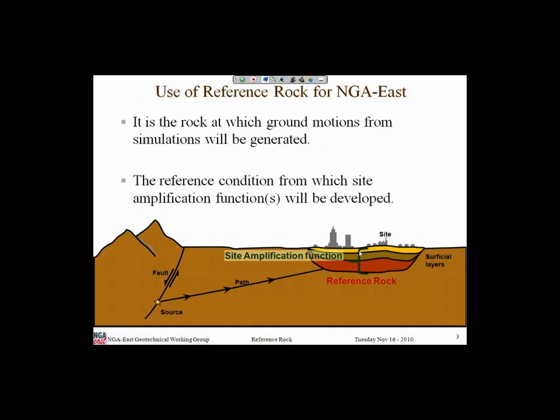We are going through a systematic process of data collection for the dynamic soil properties, selection of appropriate site response models, performing large-scale simulations, and then developing these amplification functions. We are looking at using nonlinear, linear, and equivalent linear approaches to site response analysis. So this is all within the scope of our activities.